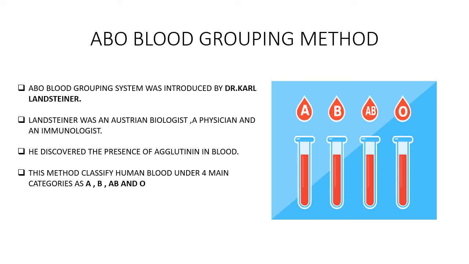First, let's talk about ABO blood grouping method. ABO blood grouping system was introduced by Dr. Karl Landsteiner. Landsteiner was an Austrian biologist, a physician, and an immunologist. He discovered the presence of agglutinin in blood. If you are wondering what is agglutinin, agglutinin is a substance in the blood that causes the particles to coagulate, that is, to change the fluid state to a solid state. This method classifies human blood under four main categories as A, B, AB, and O.